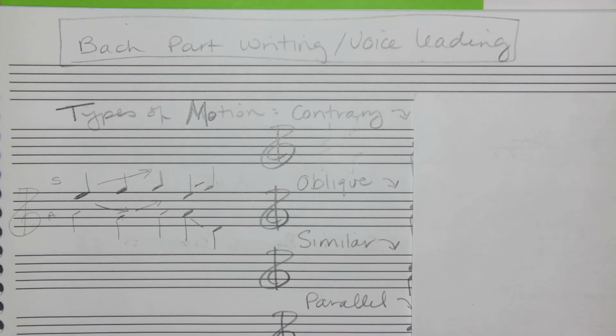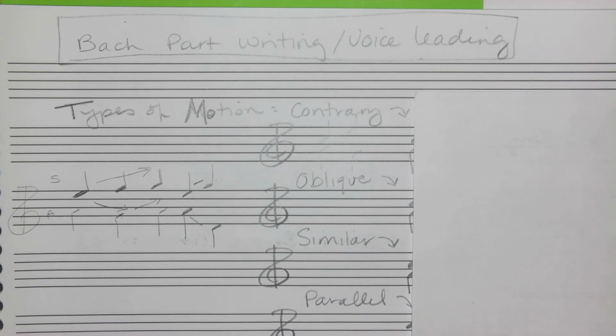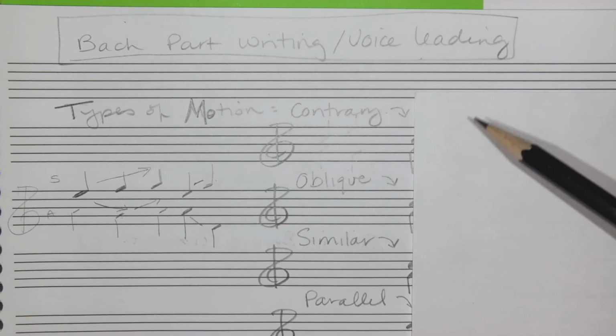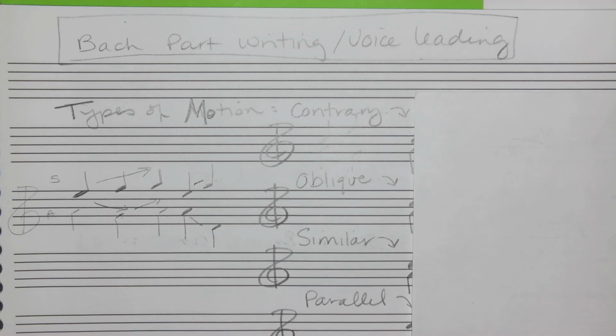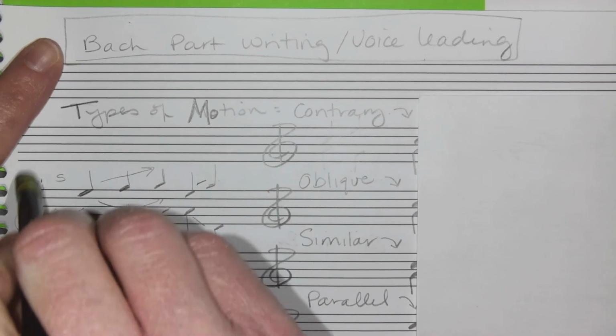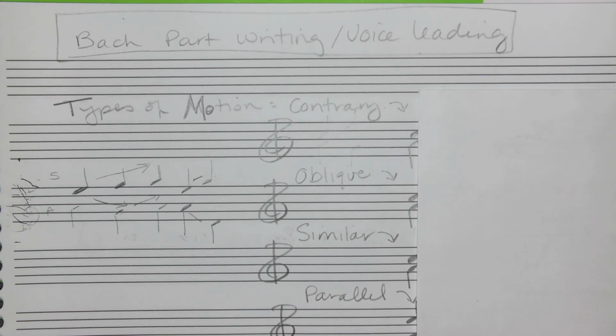All right. But what we're going to talk about are these four types of motion. So if you want to go ahead and jot those down, we have contrary motion, oblique motion, similar motion, and parallel motion. I've also listed these in order of good to bad, things that you want to do as much as possible and things that you want to avoid doing. Sometimes it's fine if you do them. At other times, you want to avoid it in general.